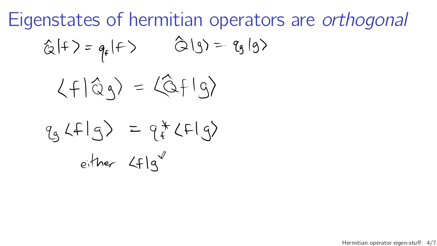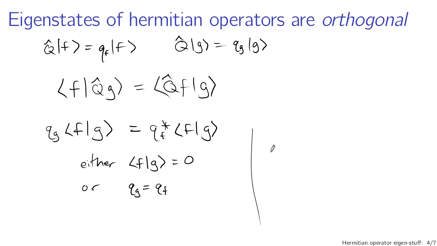the inner product of f and g is equal to 0, or qg is equal to qf. Since we've just shown that the eigenvalues are real, qf star is equal to qf. So we've shown that if the eigenvalues are different from each other, then the inner product must be 0. If the eigenvalues are the same, we are not guaranteed that the eigenstates, f and g, will be orthogonal to each other.